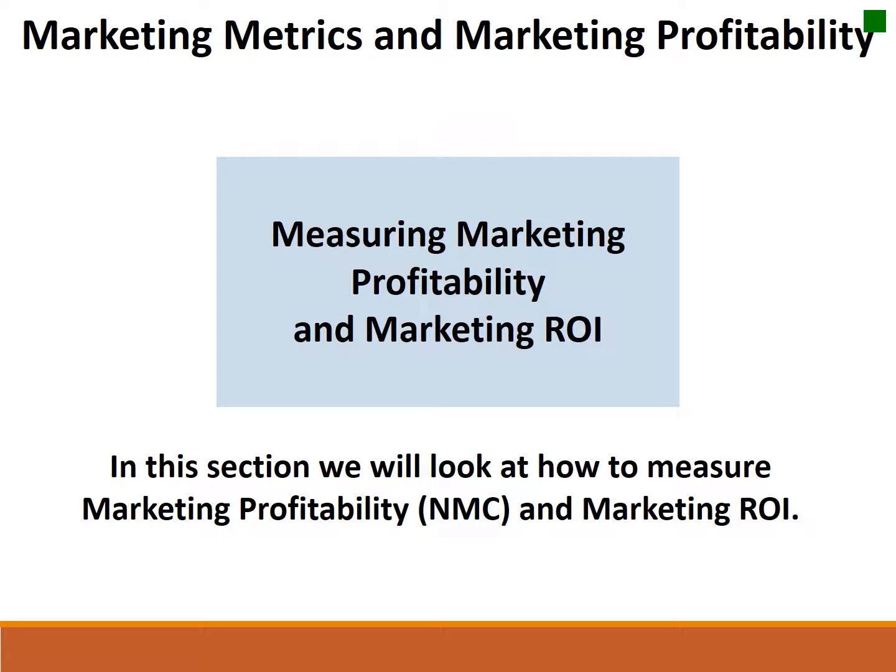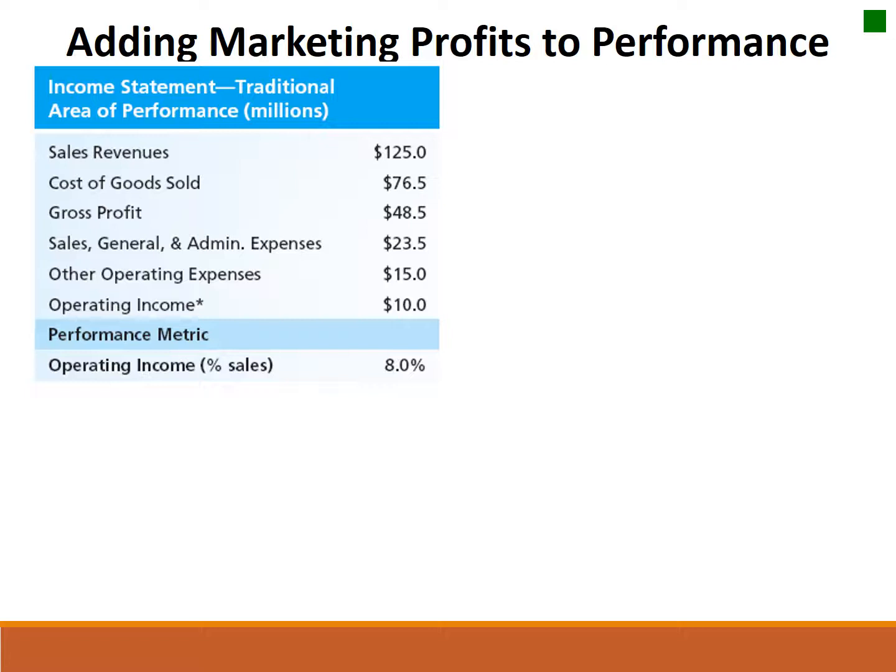So moving forward, we want to talk about something called marketing profitability, which would be the net marketing contribution, data that we can collect and that we can actually measure. When we start to look at this, what we want to think about is adding and using marketing metrics with traditional financial metrics. Here we have metrics that you'd find on a traditional income statement. So we have sales, cost of goods sold, we have a gross profit, and then we also have sales, general, and administrative expenses all grouped together, as well as operating expenses, which when we subtract those out of our gross profit, we'll end up with our operating income, which we can then calculate a performance metric of operating income as a percentage of sales.